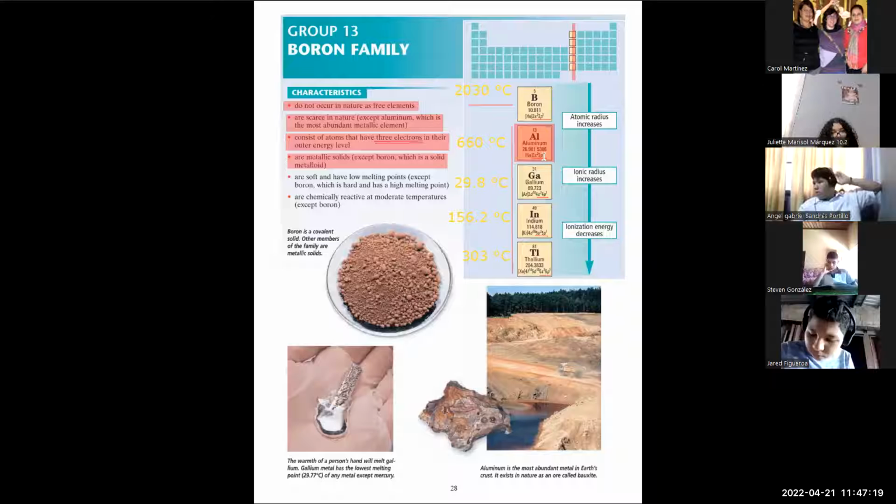melting point. Even for aluminum, 660 Celsius degrees is a quite low temperature. But boron, 2000, now we're talking about really high temperature. So it is required such a big temperature to melt boron. They are soft. Okay, this is the characteristic that I just mentioned.